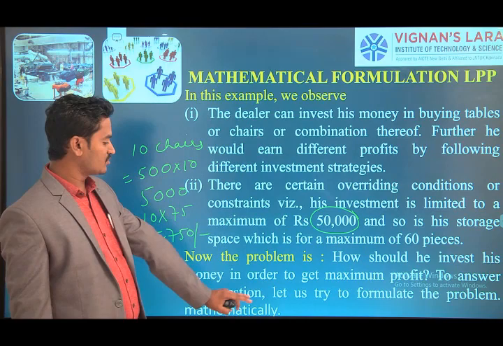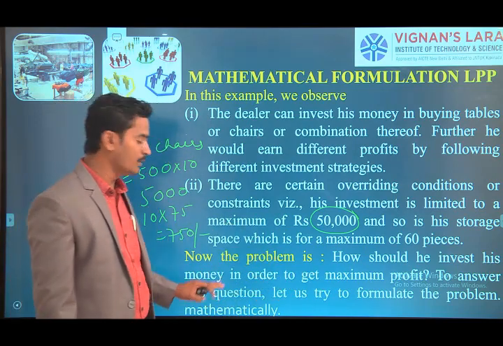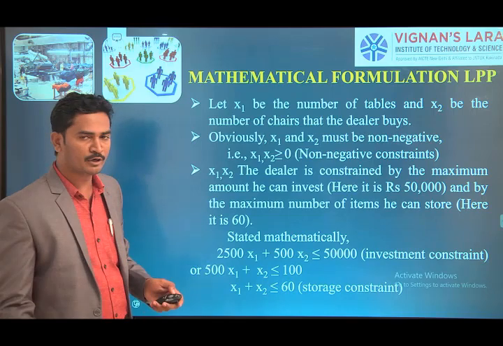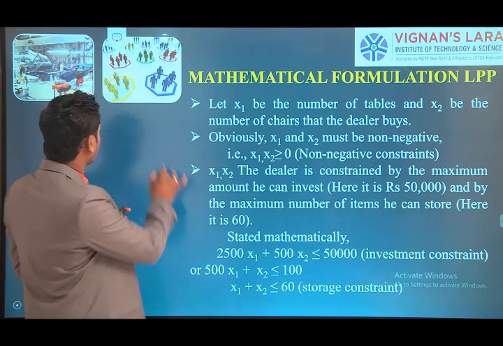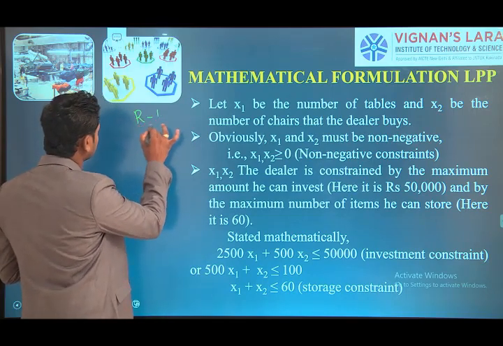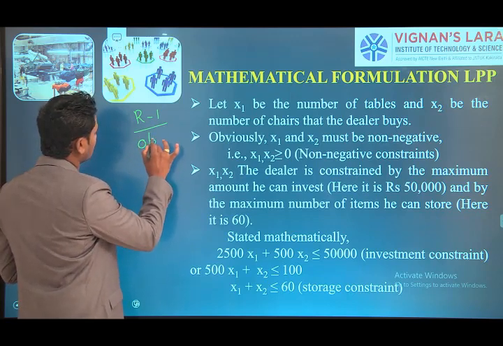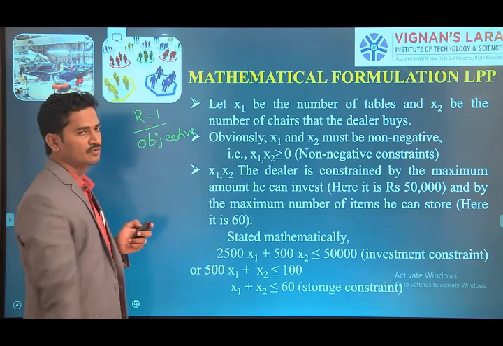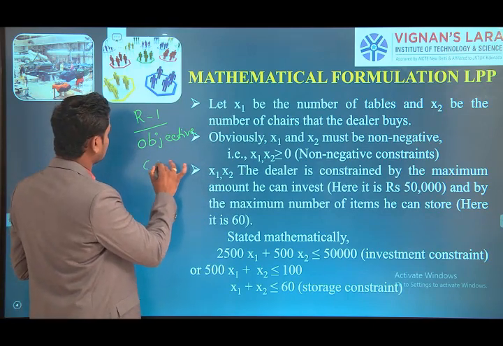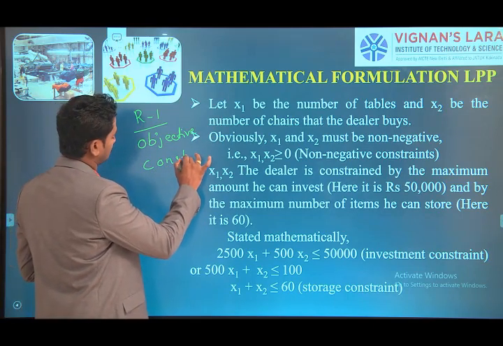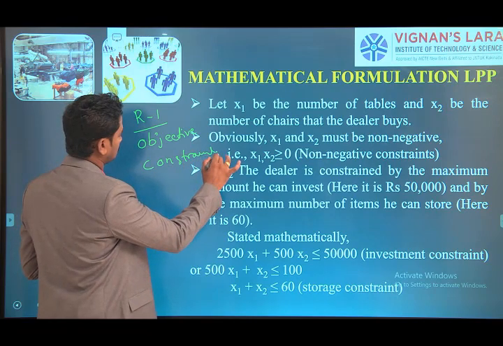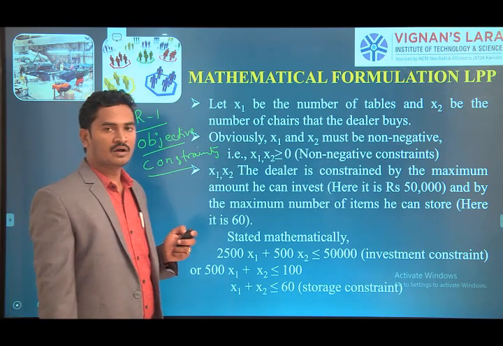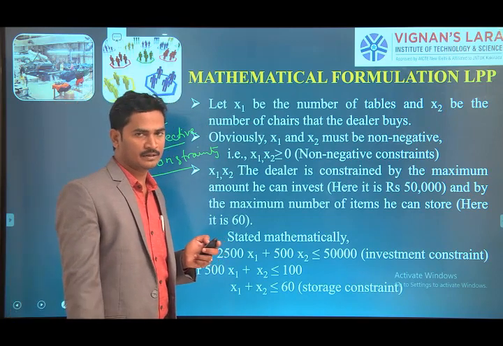To answer this question, let us try to formulate the problem in a mathematical way. What are the rules for converting this problem into a mathematical form? Rule one is the objective function. The second one is constraints. These two are required to convert any problem into a mathematical model.